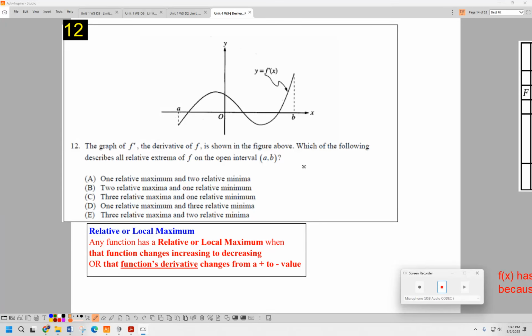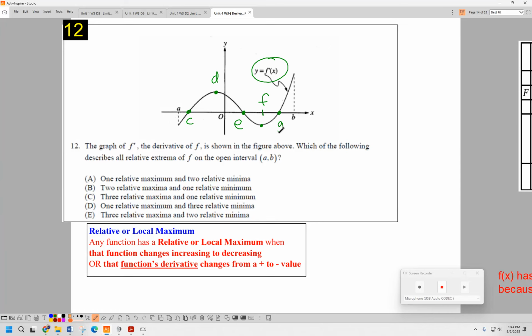Okay, so any function has a relative or local max when that function changes increase to decrease. So we are looking at f prime. I'm going to put some labels on here so it's easier to talk about. They've got x equal a labeled. I'm going to label x equals c. Another place might be x equal d, x equal e, f, g, and then b. So raise your hand if you can tell me at what x coordinate will f prime have a relative max?